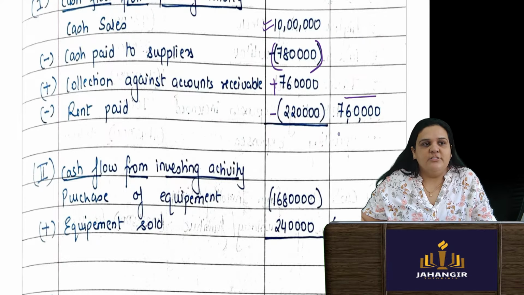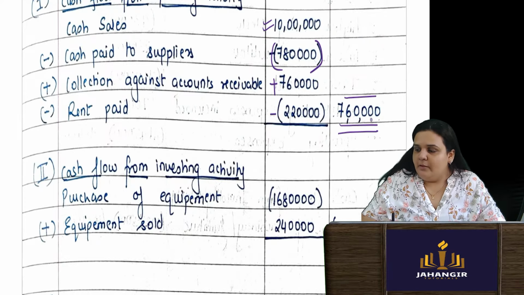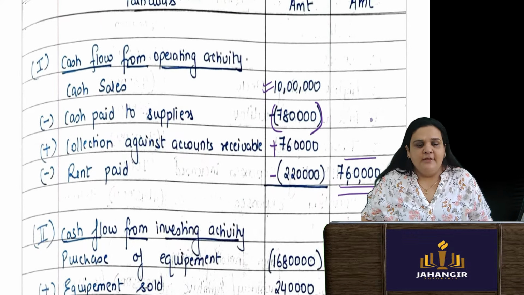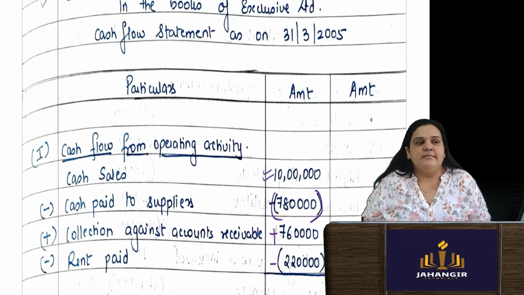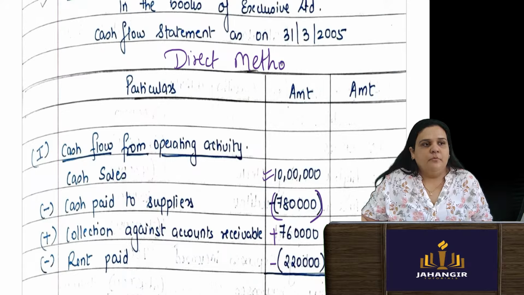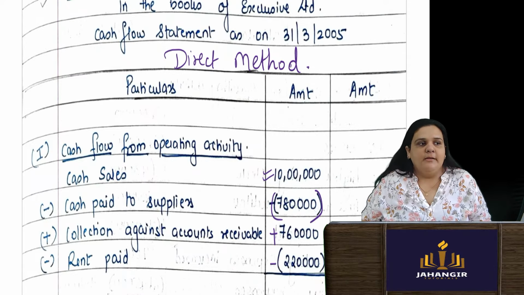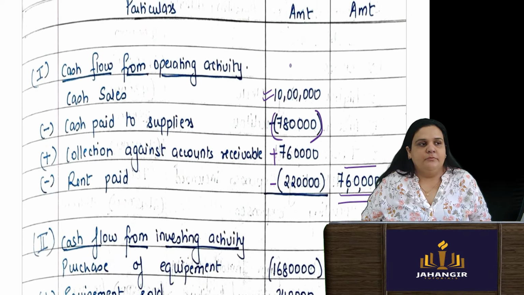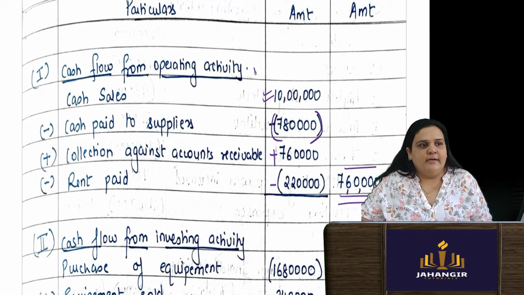7,60,000. Okay, just write it in the outer column. Everything related to cash only, I am interested in my direct method. This is a direct method sum. Okay, direct method, cash flow from operating activity.